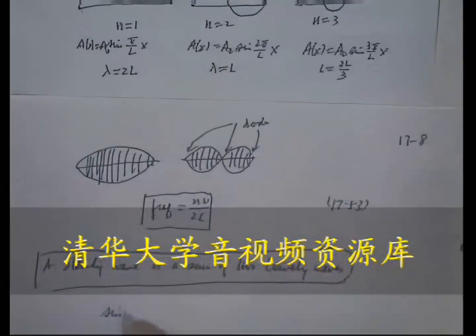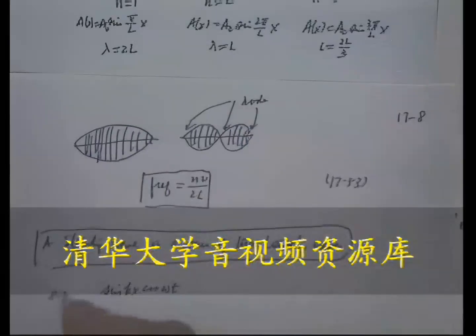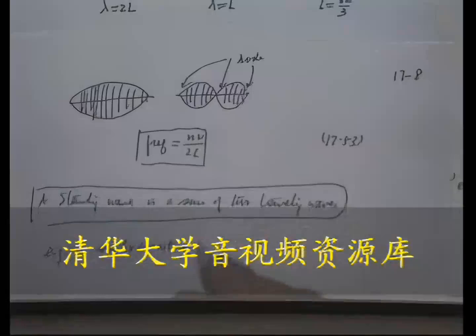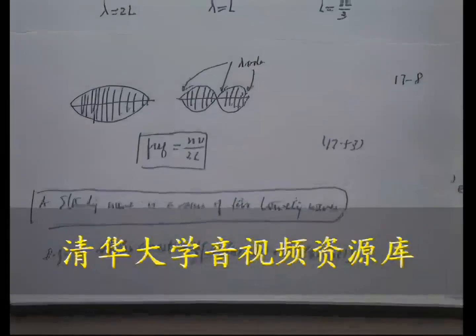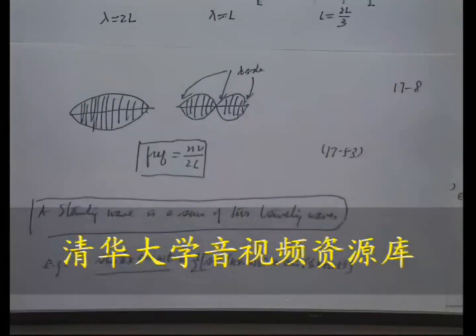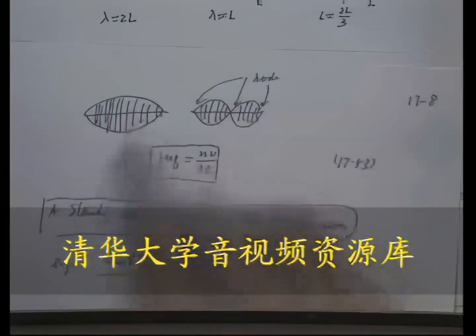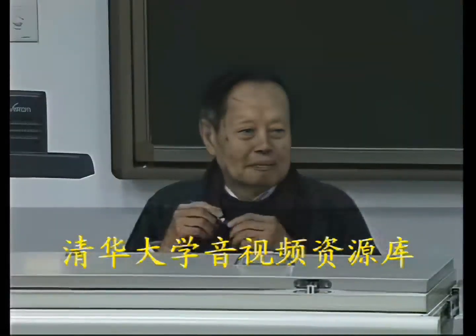You could write sine kx cosine omega t, for example. We all know this is equal to 1/2 of sine(kx minus omega t) plus sine(kx plus omega t). This is a simple trigonometric formula. This is a vibration that we have been talking about. It's a standing wave. Standing wave because it's fixed, the same shape, only the amplitude is vibrating with time. That's called a standing wave.